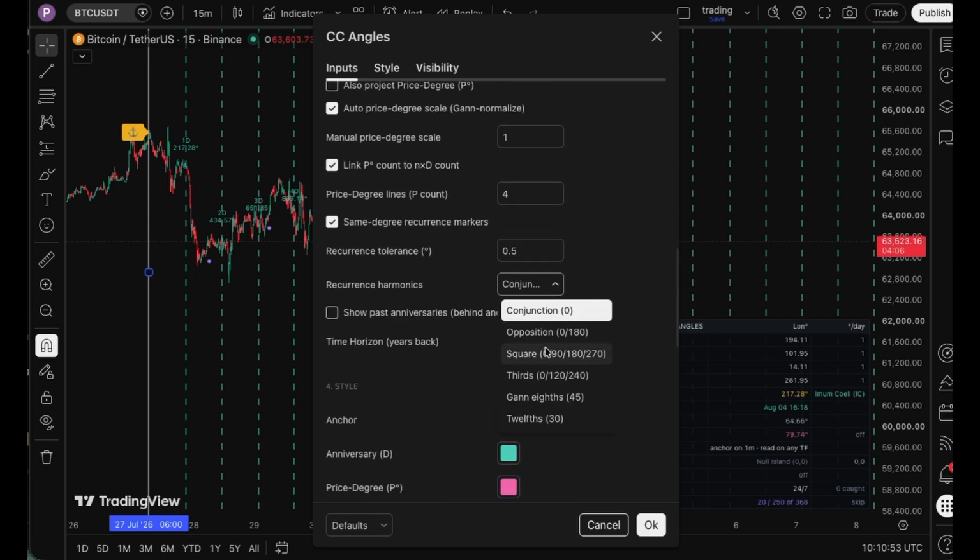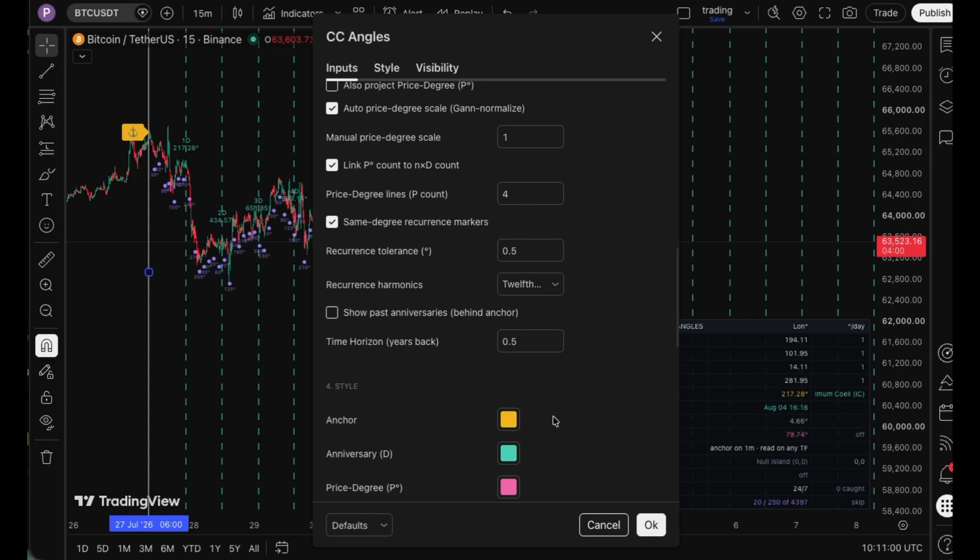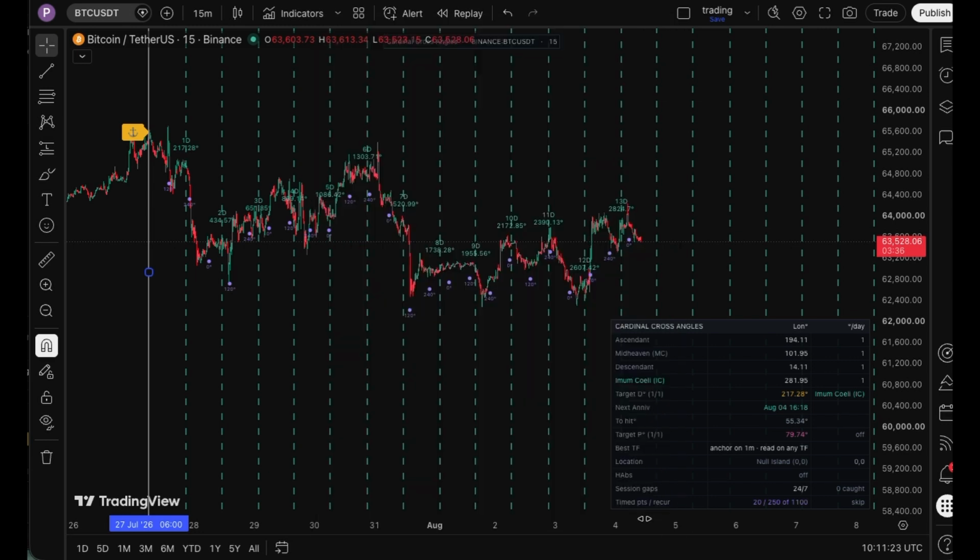Recurrence harmonics can be adjusted to a number of settings. Adjust them and see which setting shows the best historical data. Then keep an eye out for when the next circle appears. These are reliable points for potential market reversals.